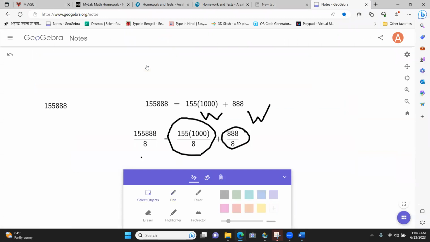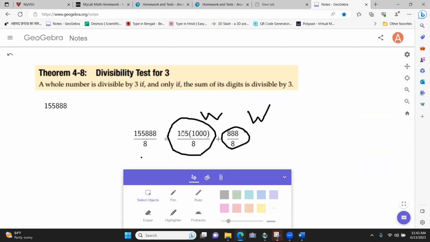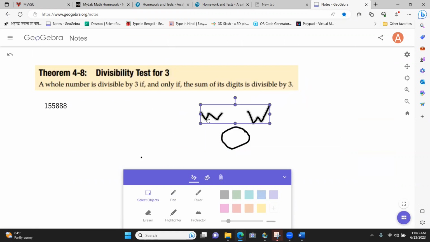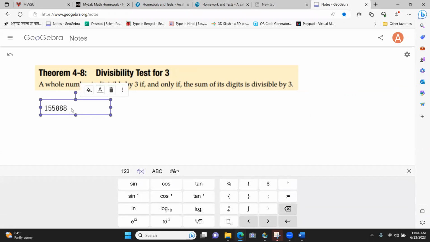It's a little different here. The divisibility test for 3 says, let's read it: a whole number is divisible by 3 if and only if the sum of the digits is divisible by 3. So what's the sum of the digits? I'm going to take the example from the previous case. 888 is 24, and 5 plus 5 is 10, so the digits add up to 34. So let's make this 9.